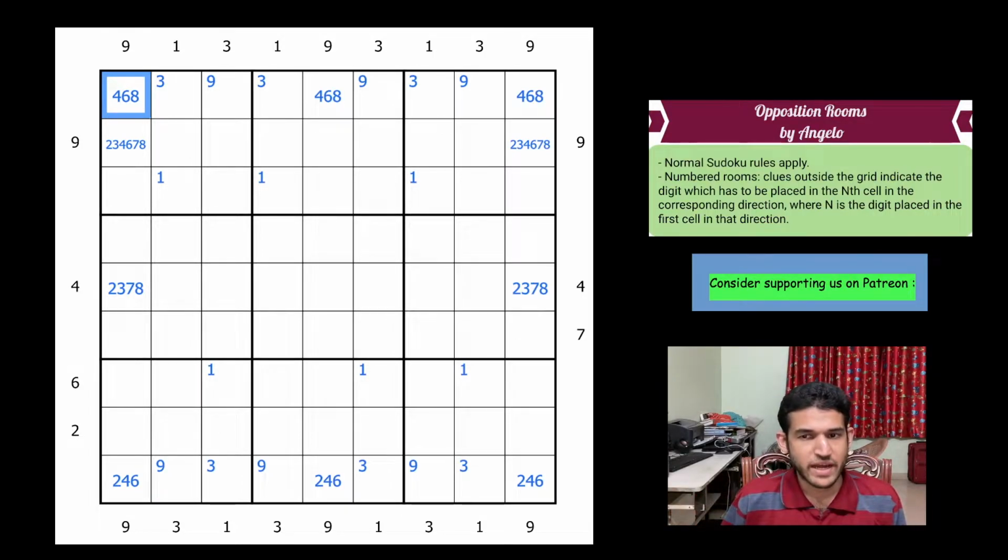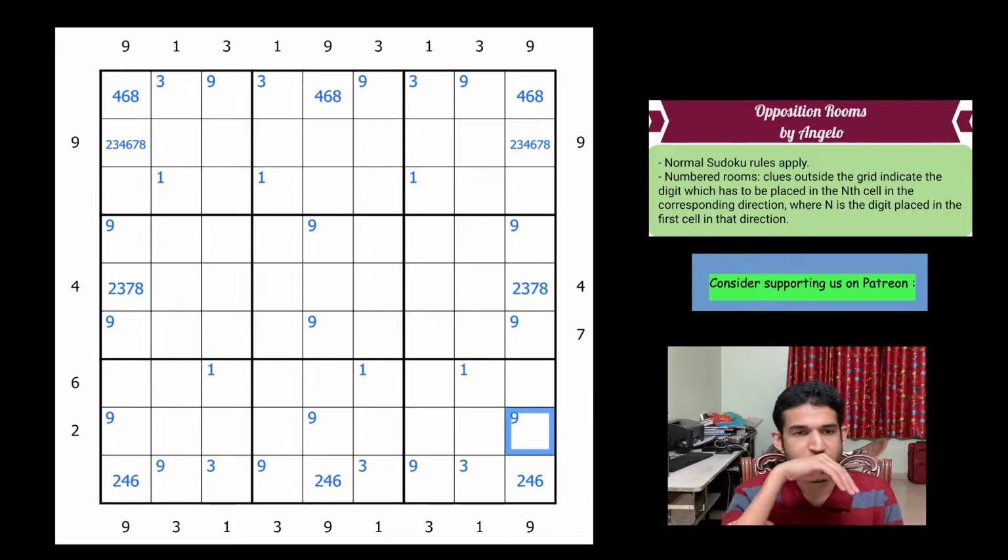So which means that 9 is either here, here, or here. 9 is either here, here, or here, and here, here, or here. Okay. So I would ideally love to eliminate a few more 9s from any of these cells.